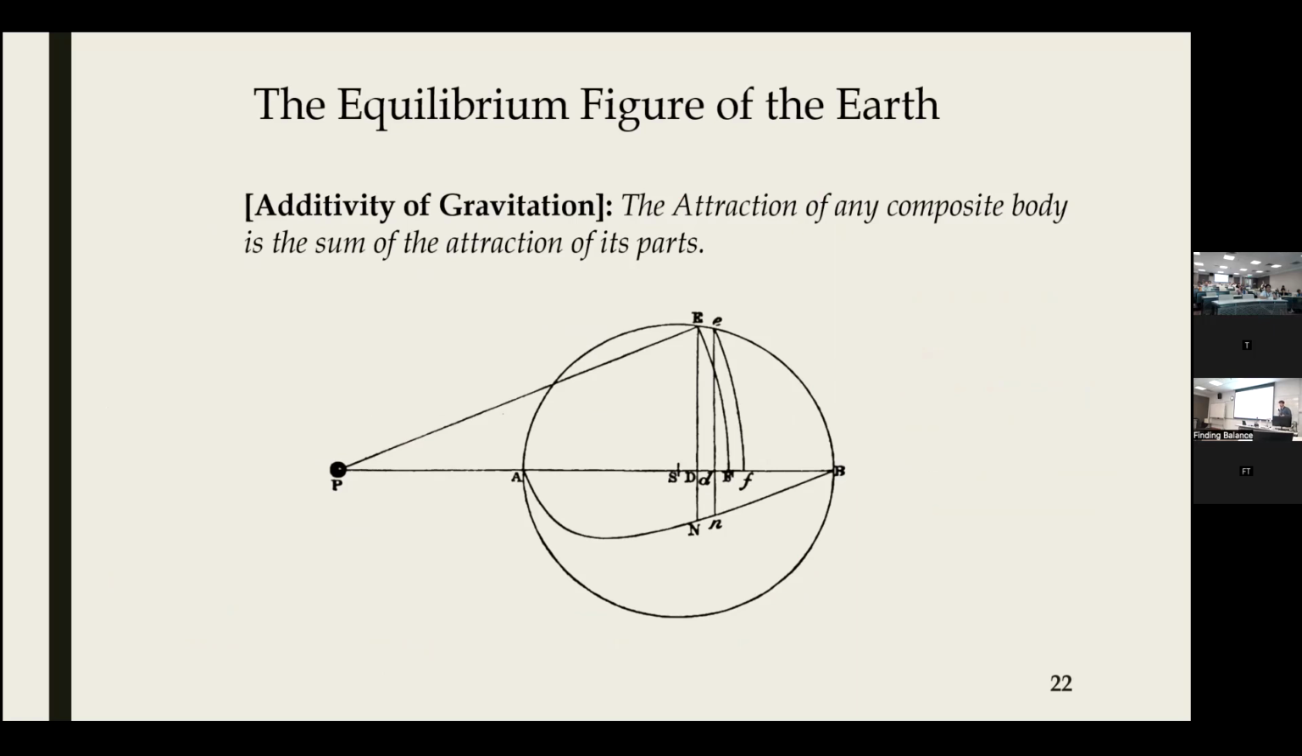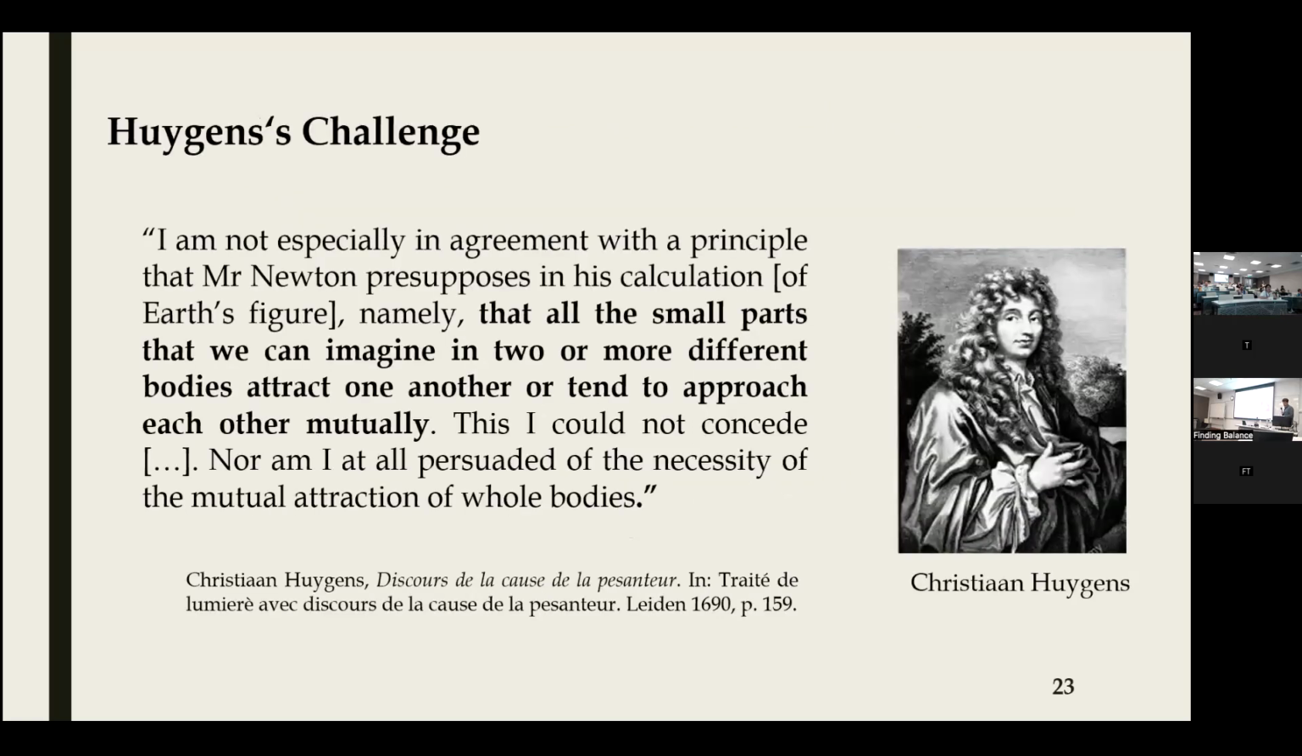Why is that so important? Because Newton desperately needs evidence for the most novel principle of his theory, and perhaps the most controversial: the idea that you can get the gravitational attraction of a composite body by adding up the attraction of its parts, by integrating, as you can see here, right? That is a very novel assumption that most of Newton's contemporaries, such as Christian Huygens, are not ready to accept.